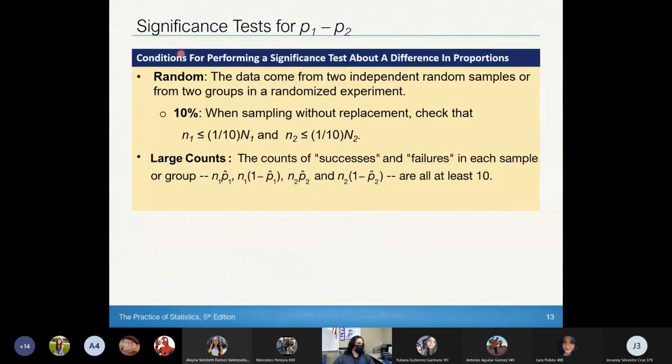All right, so again, same 3 conditions for performing a significance test about the difference in proportions: Random, 10%, and large counts. Just like when constructing a confidence interval, we have to check these conditions for each population. Do not forget to check it for both populations. There's a little bit extra to check.